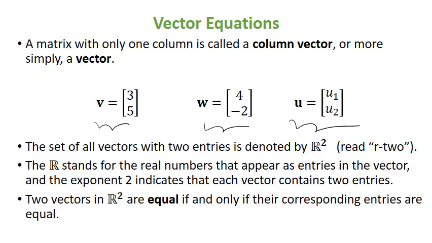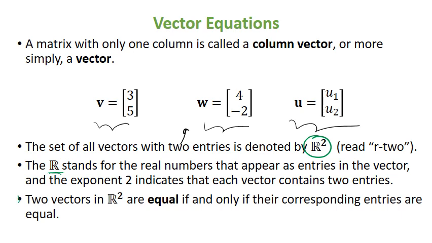The set of all vectors with two entries, like these above, are denoted by this symbol here. And this is just read R2. Just like any other math class, this symbol represents real numbers. And then the exponent 2 simply indicates that there are two entries in those matrices.